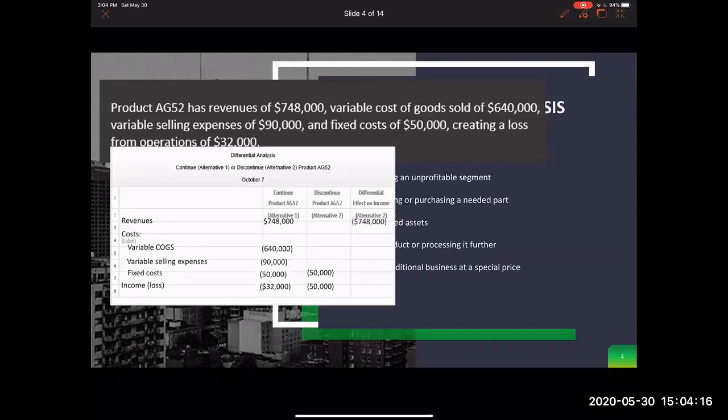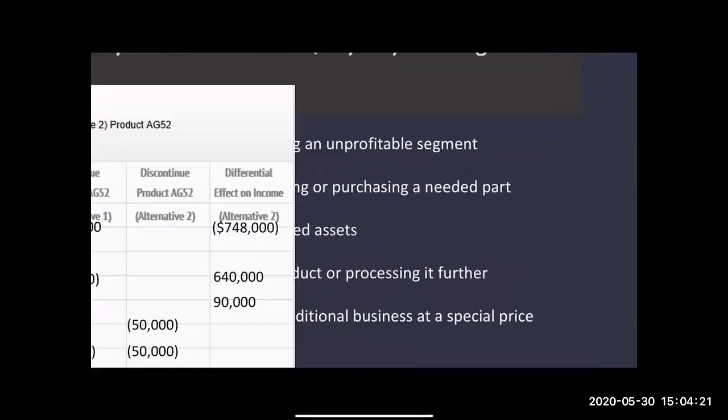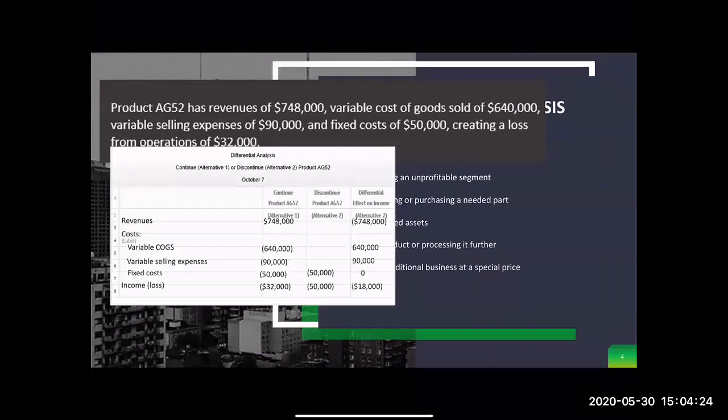Now, in the very last column, we need to evaluate the differential effect. So overall, the differential is $18,000. In this particular example, when considering continuing or discontinuing a product, it would make more sense to continue the production of product AG52 because it would yield less of a loss than to discontinue it at $50,000. Okay, so when we're looking at discontinuing an unprofitable segment, we're thinking about which one will hurt us less.